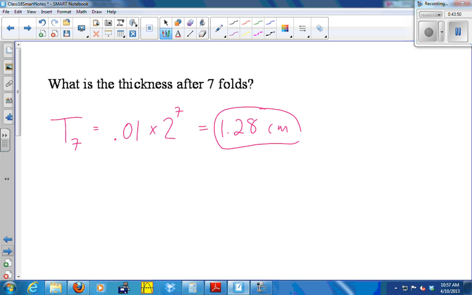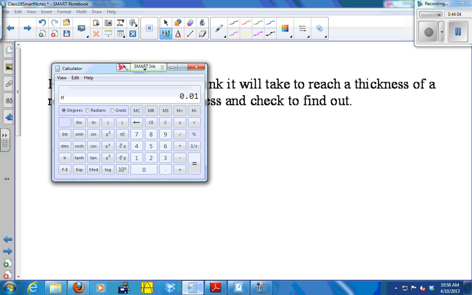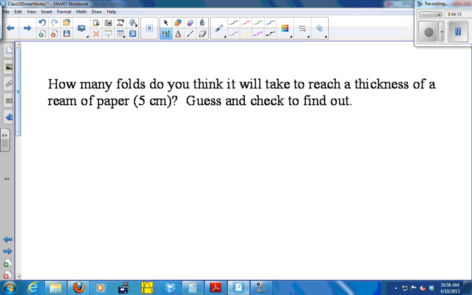Little still. 1.28, that would be, with 5 centimeters being 500 pieces, 1.28 divided by 0.01. It's equivalent to 128 pieces of paper after 7 folds.